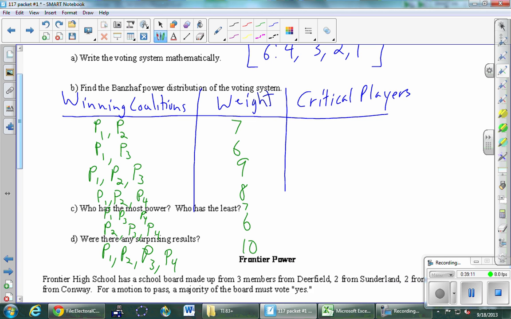Okay, so before we move on to the tough part, getting the critical players, I want to show you a resource in the front of the packet. Ed?